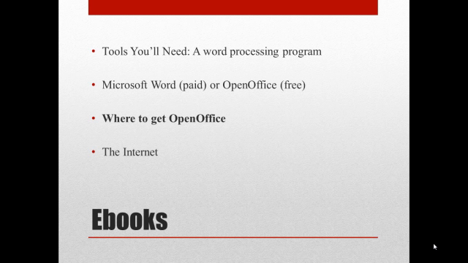Okay, so tools that you'll need to do this are pretty much a word processing program and the internet. But back to the word processing program part. The two most common word processing programs I know of are Microsoft Word, which is a paid product, but it's pretty much on almost every computer out there. But for those of you who don't have Microsoft Word, there is a free alternative called OpenOffice. So let's just go over for a minute where you can get OpenOffice from.